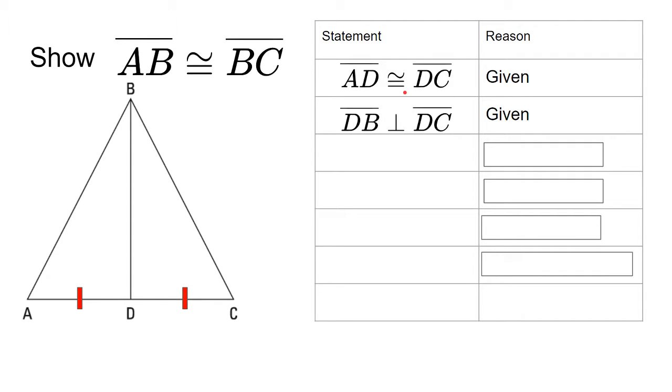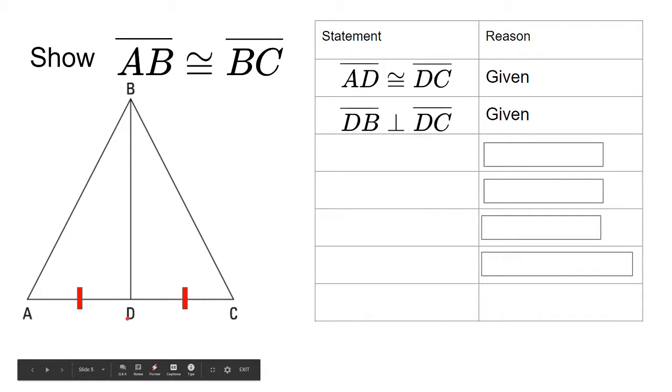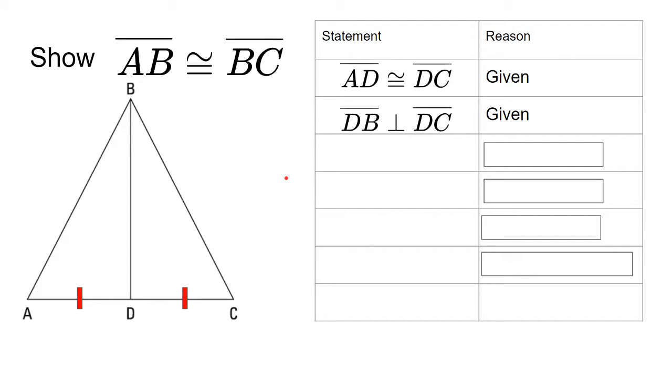The first thing we're given is line segment AD is congruent to line segment DC, and that's represented by the tick marks down here. So these two are congruent. And then we also have line segment DB is perpendicular to line segment DC. So DB, the one going down the middle there, is perpendicular to DC. Really, it should say AC there, but it's fine. Now that we know that, what can we determine? Well, this one is obvious.